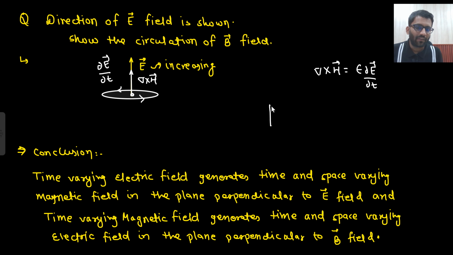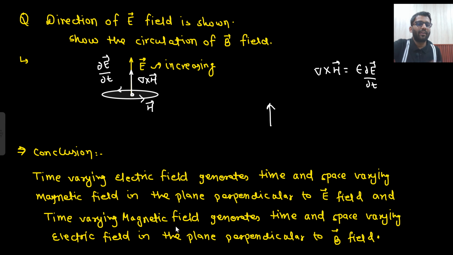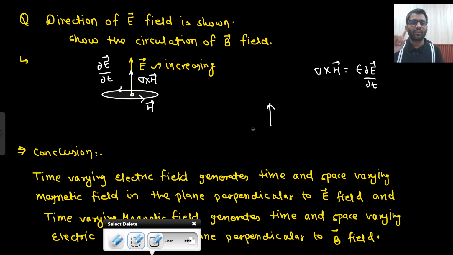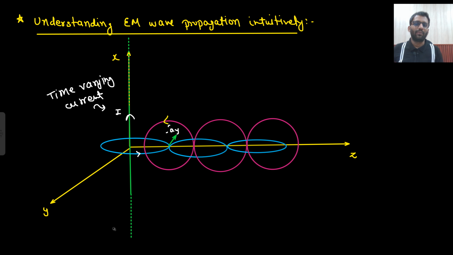Time varying electric field generates time and space varying magnetic field in the plane perpendicular to E. Right? And time varying magnetic field generates a time and space varying electric field in the plane perpendicular to B. Both are complementary to each other. Is that clear to you? Now the concept of EM wave will be crystal clear to you. You will be able to see the EM wave. So let's start here. Let me erase it all. I will draw all these again.